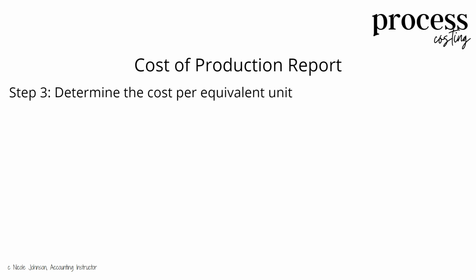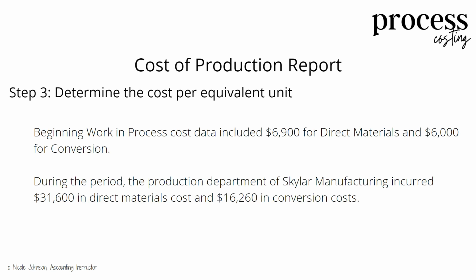In step 3, we determine the cost per equivalent unit. The beginning work in process cost data included 6,900 for direct materials and 6,000 for conversion. During the period, the production department of Schuyler Manufacturing incurred $31,600 in direct materials costs and $16,260 in conversion costs.